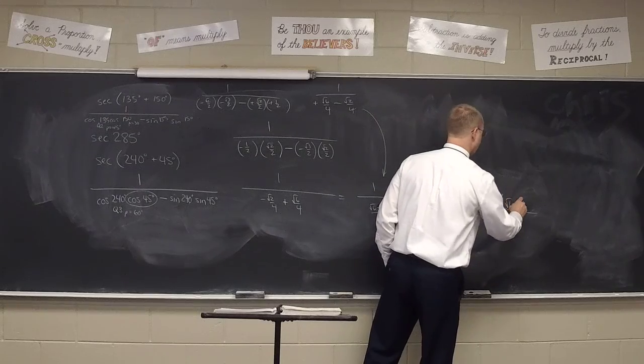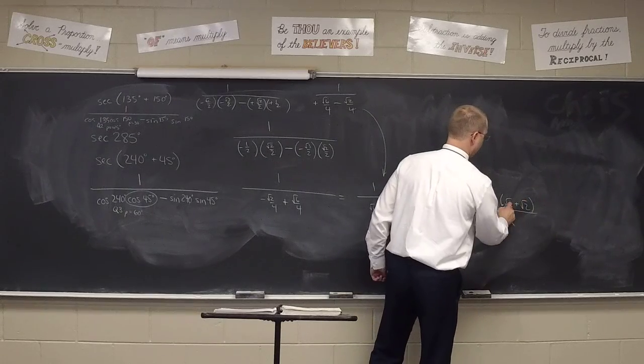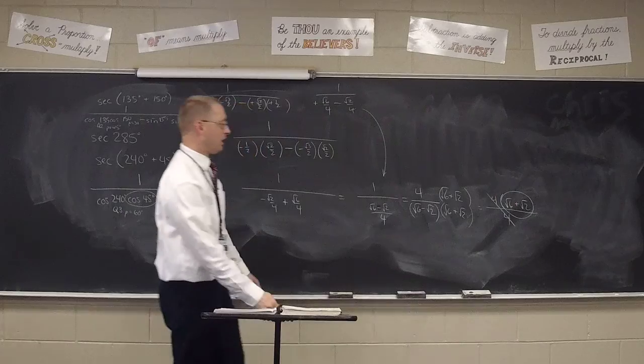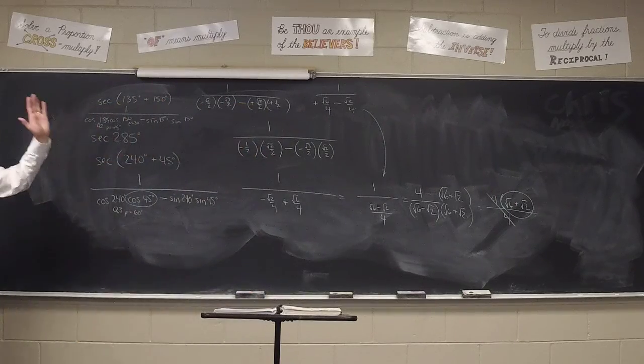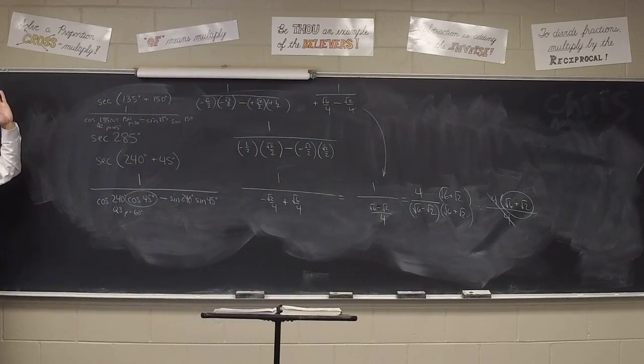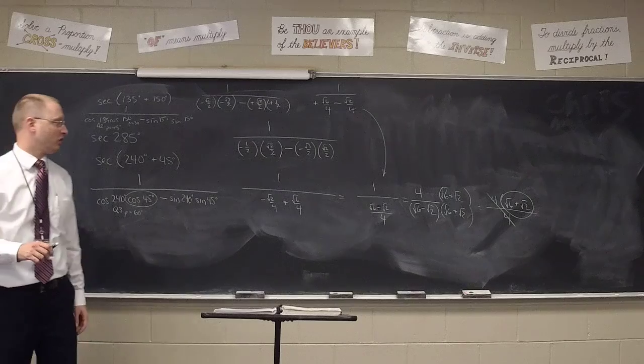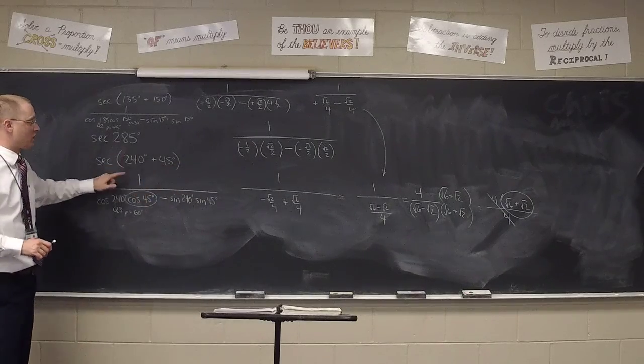And I'm actually not going to distribute here, because I can just cancel the 4s, and there's my answer: the square root of 6 plus the square root of 2. How many have that answer regardless of the angles used? Okay, Quentin, good. Question, other gentlemen? All right, questions on how to find special or exact values of non-special angles using sums and differences.